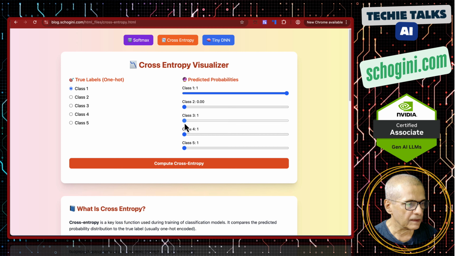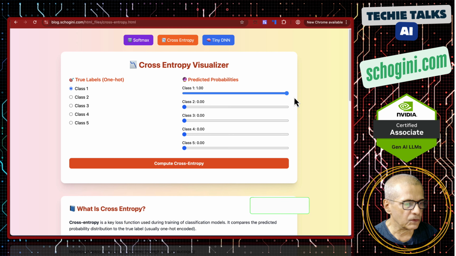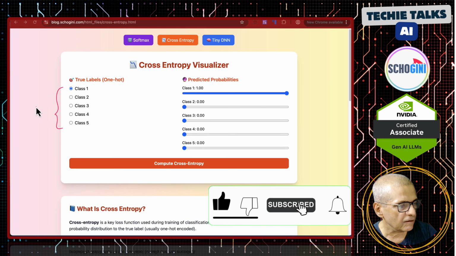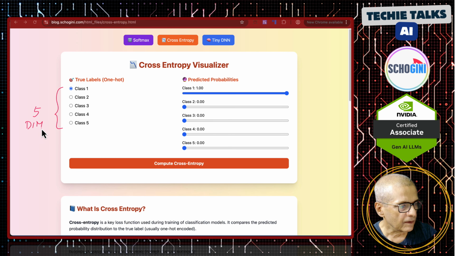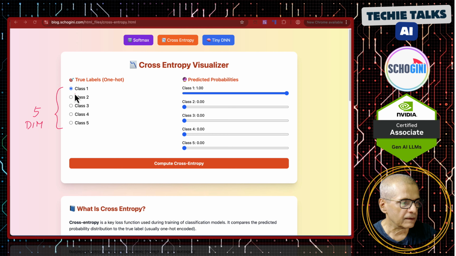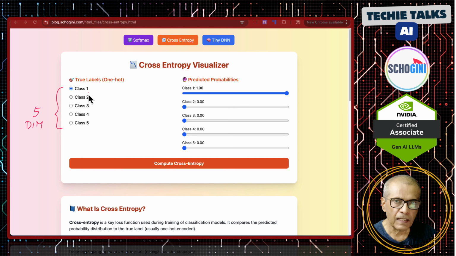Let me reset these to 0 and this to 1. So now here I'm giving just 5 dimensions to keep it simple. The original transformer paper had 512 and our GPTs have much more. But this is the idea.